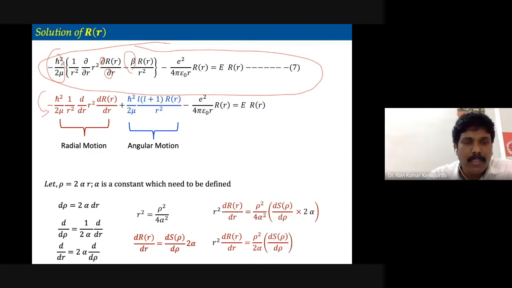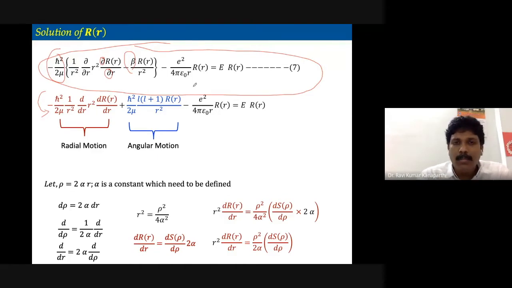So minus h cross square by 2 mu, 1 over r square, d by dr. The dou upon dou r is replaced with d by dr. So r square remains the same, d capital R of r by dr. And then there is a minus, so already a minus sign, and outside there is a minus sign. Therefore it is a plus h cross square upon 2 mu multiplied by L into L plus 1 by r square multiplied by R of r. And then outside we have the other term, that is the potential energy term.